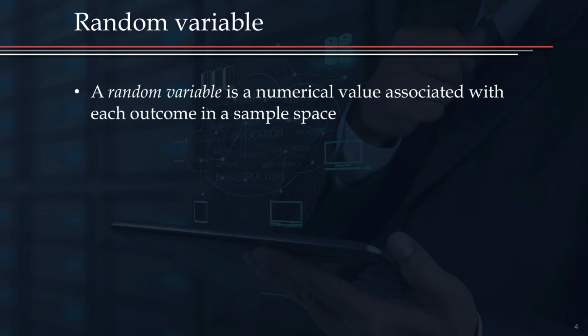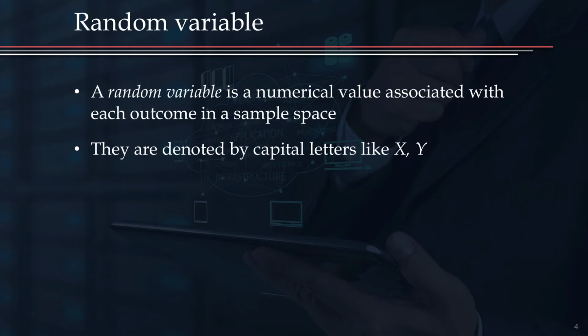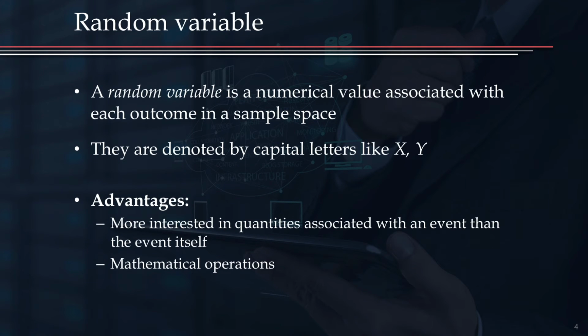A random variable is a numeric value that's associated with each outcome in a sample space. They're often denoted by capital letters like X and Y, and you'll see that throughout the slides. And they have some advantages. Often we're more interested in, for example, the minutes late to work rather than actually which mode of transportation you took. And so it's easier to work with these numbers rather than the events themselves. Also, we can perform mathematical operations on random variables. For example, we can take averages and add and subtract them, which is a little bit closer to decision making, and we can't necessarily take the average of the 8 o'clock train, the 8:15 train, and a bus.